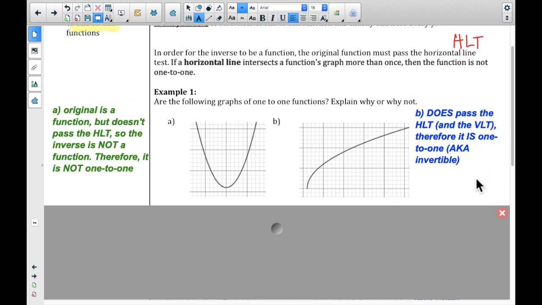Okay, so again, I typed my answer over here. It does pass the horizontal line test. It also passes the vertical line test. Therefore, it is a one-to-one function. Another word for one-to-one function is invertible. I just tell you that because different textbooks or tests might use the word invertible. Invertible means, is it one-to-one? Can you do the inverse and the inverse is still a function? Okay, so this is invertible.